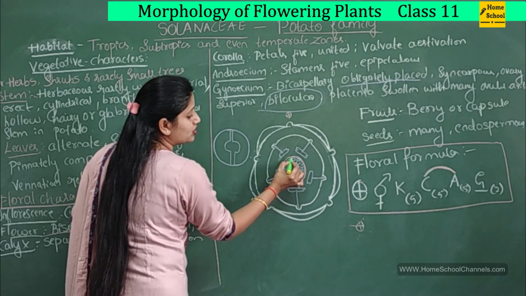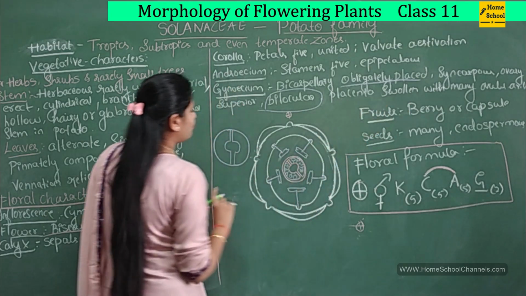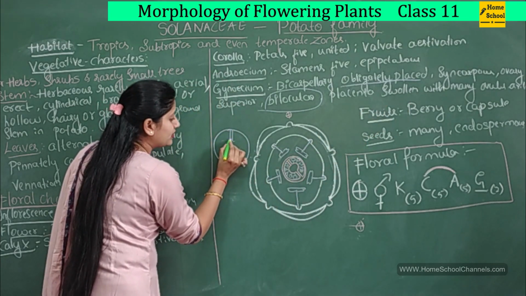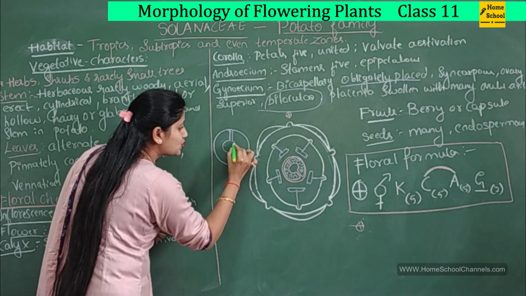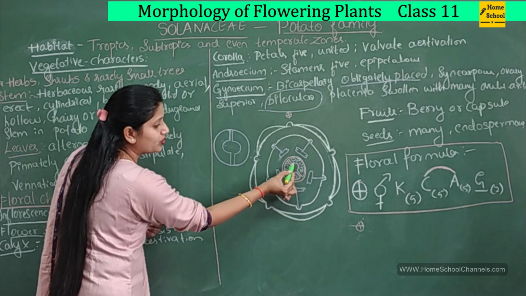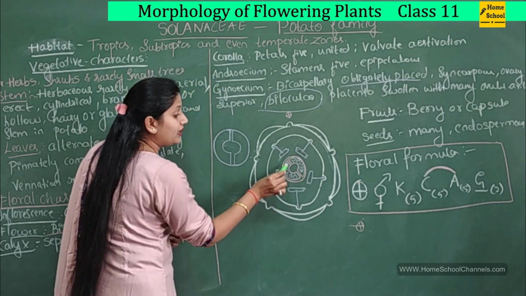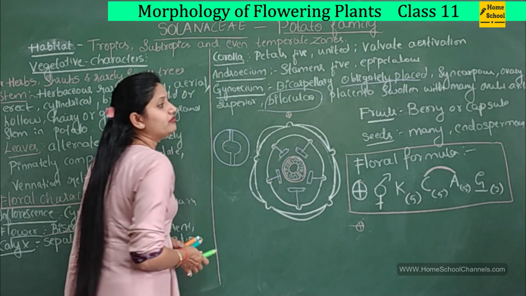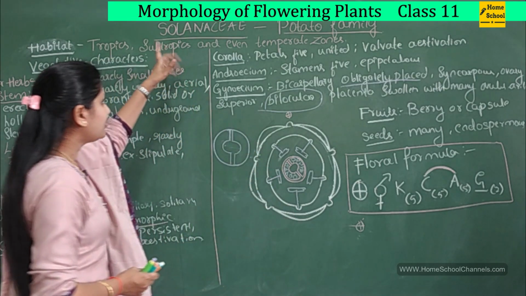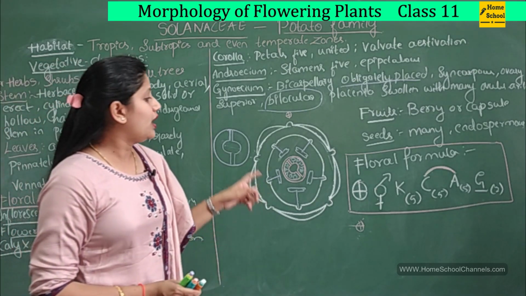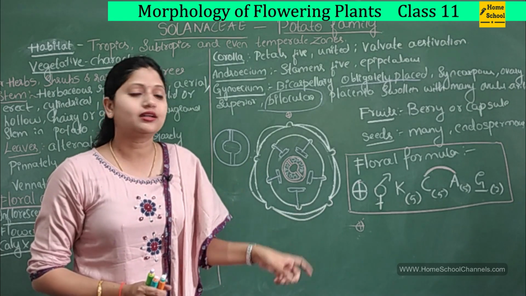This is one locule, this is second locule. So, it is bilocular and placenta is swollen. This swelling is the placental lining and this is the swelling of the placenta. This is the swollen placenta with many ovules, axile. So, this is about the Solanaceae family.